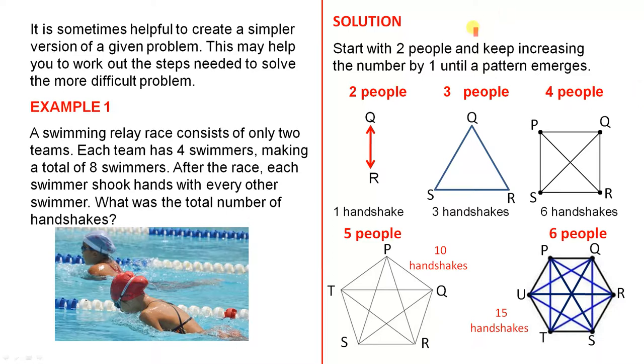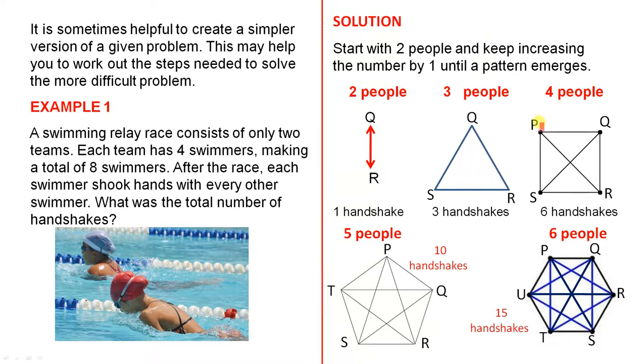Now here's the solution. We start with a simpler version, so start with 2 people and keep increasing the number by 1 until a pattern emerges. So if you have 2 people, say Q and R, there's only 1 handshake. That's pretty easy. If you have 3 people, now here's a good little way of doing this. QRS, imagine they're the 3 people, and just join them with lines. Just count the number of lines, and that tells you the number of handshakes. So for 3 people, you have 3 handshakes.